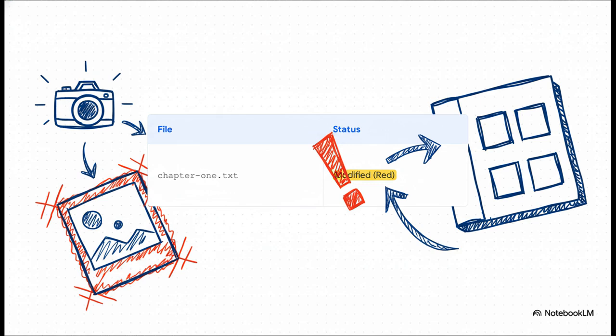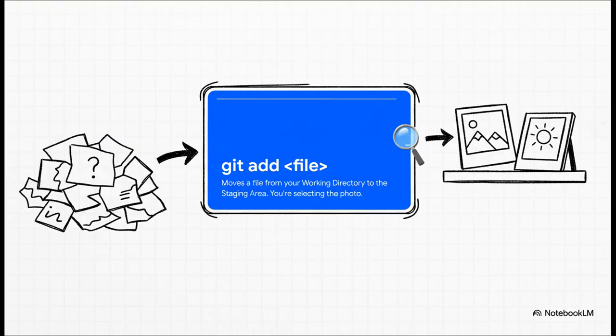It's a photo we've taken, but we haven't decided if we want to put it in the album yet. So, how do we select that photo? Simple, with the git add command. When you type git add and then the file name, you're telling Git, yep, I like this change. I want to include this one in my next big snapshot. You're officially moving it from your messy desk to that selection table, the staging area.